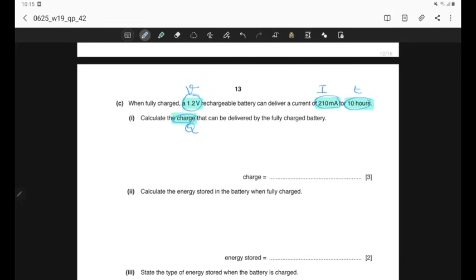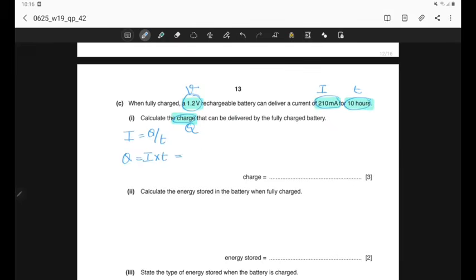So let's see which equation relates charge and these given values. So we know that current I is Q over T. By rearranging, we can write down charge is the product of current and time. So we have both the values.